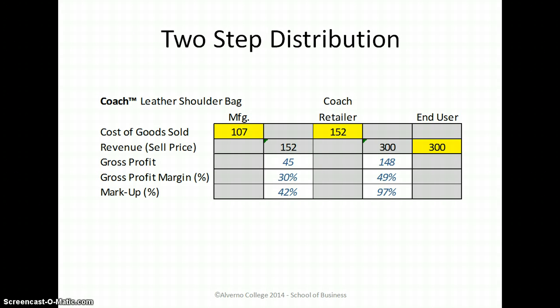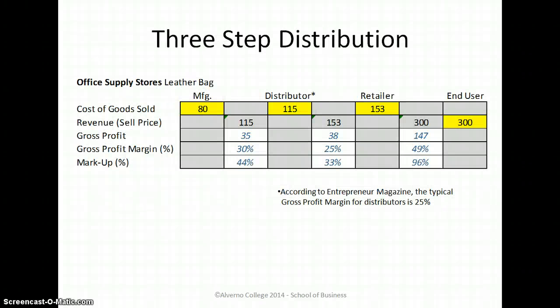So the manufacturer sells the bag to the retailer for $152, and then the Coach retailer sells it to you, the end user, at $300. And again, I'm not going to manipulate this for the sake of time, but you can manipulate these yellow cells to get the desired gross profit margins. So that's a case of two-step distribution. You can see the manufacturer now cannot make this for $200. The manufacturer has to be more efficient and build the bag for $107.